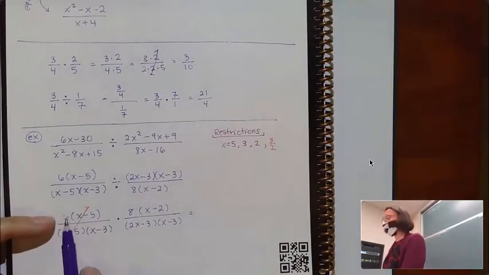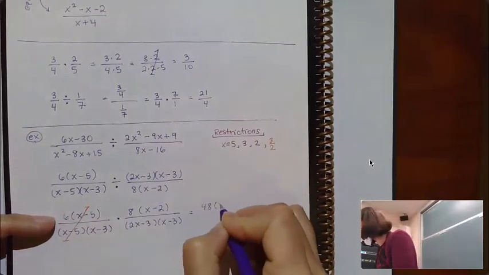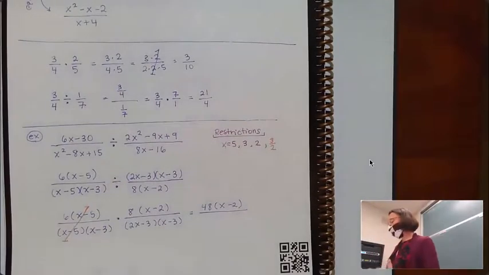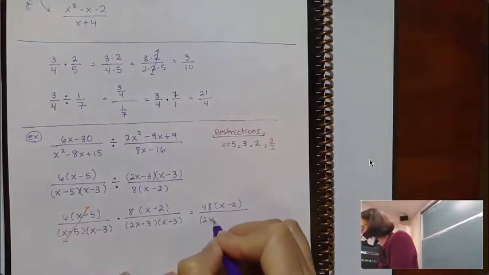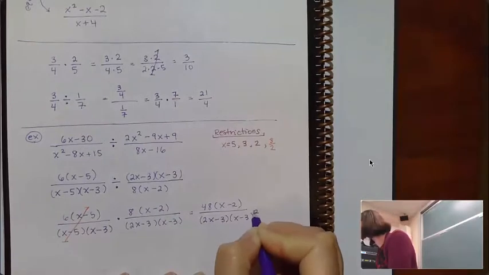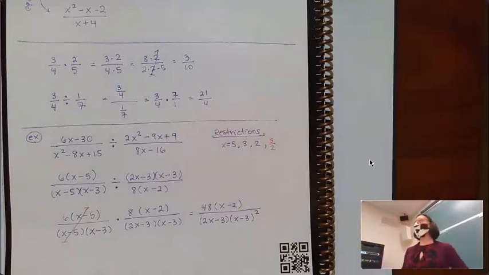So to write my final answer, I would write this. I would take a moment to multiply the 6 times 8, so I would have 48 times x minus 2. And the most compact way to write what's on the denominator is to have that 2x minus 3, and then times x minus 3 whole thing squared. And that's the most compact way that I could write that final answer. Sometimes we do a whole lot of work and nothing cancels.